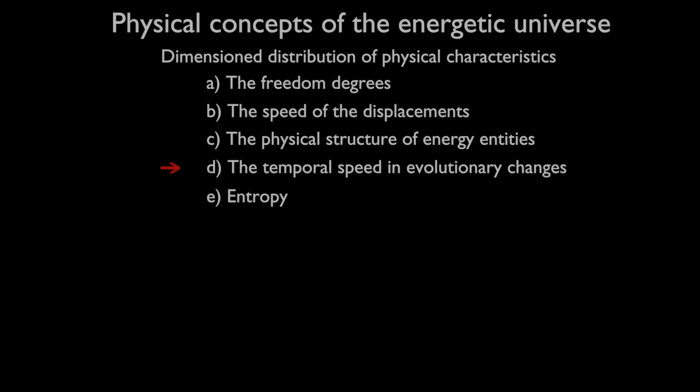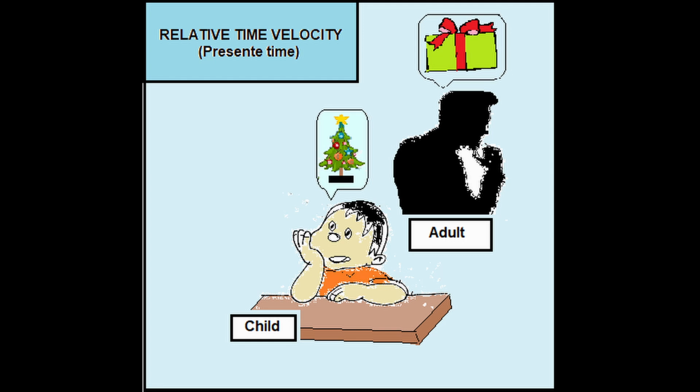D. The temporal speed in evolutionary changes. The evolutionary speed in the universe goes from lower to higher value because time is self-contained from dimension to dimension and also in the evolution carried out within them. For this reason, when we were children, the time before Christmas seemed to pass more slowly than when we were adults. Human beings can realize this phenomenon due to the evolutionary level that we hold and because of the relationship that exists between the present time and temporary self-containment.